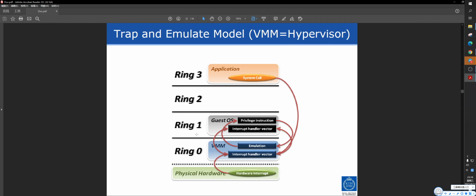Ring 3, ring 2, ring 1, ring 0. You can see the physical hardware.